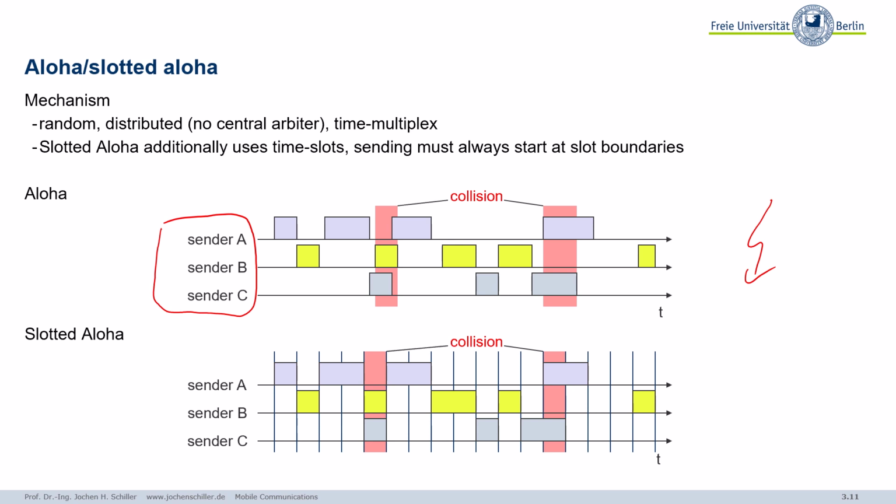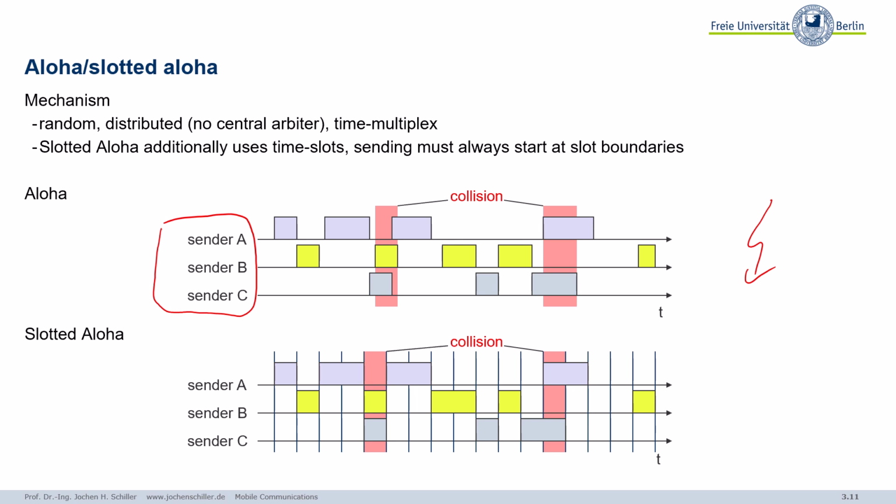So, the Aloha scheme is a random distributed scheme, and it's a time multiplexing. Same channel, that means the same frequencies, and you simply start sending, and as soon as two signals from different senders reach the receiver at the same time, you have a collision.